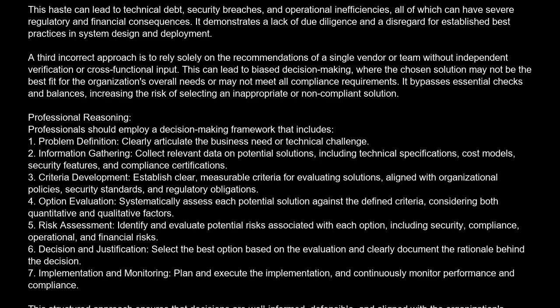5. Risk assessment. Identify and evaluate potential risks associated with each option, including security, compliance, operational, and financial risks. 6. Decision and justification. Select the best option based on the evaluation and clearly document the rationale behind the decision. 7. Implementation and monitoring. Plan and execute the implementation, and continuously monitor performance and compliance. This structured approach ensures that decisions are well-informed, defensible, and aligned with the organization's strategic goals and regulatory responsibilities.